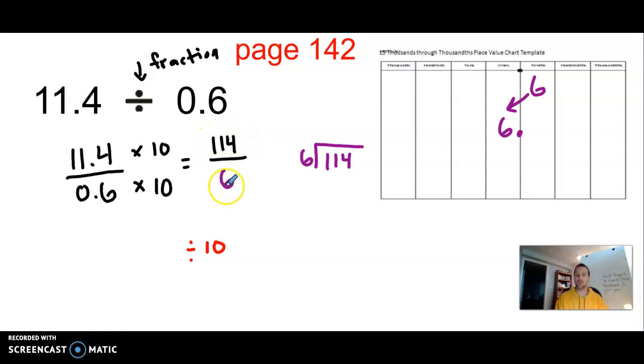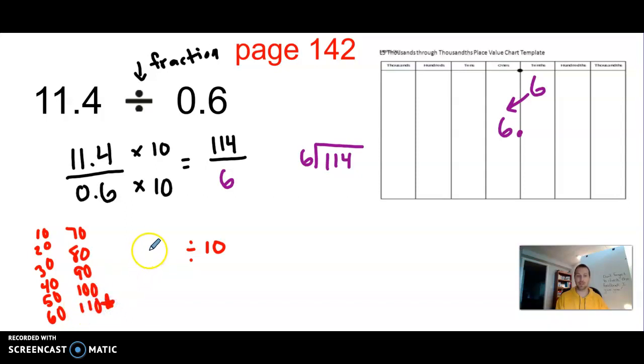And now, if you are someone who struggles with this, you're unsure, you could come off to the side and skip count. 10, 20, 30, 40, and keep going until you get to something that's close to 114. Right? And it's okay if you take a little extra time to do this. Oh, I stop here at 110. How much is 110? 1, 2, 3, 4, 5, 6, 7, 8, 9, 10, 11. It's going to be 11.